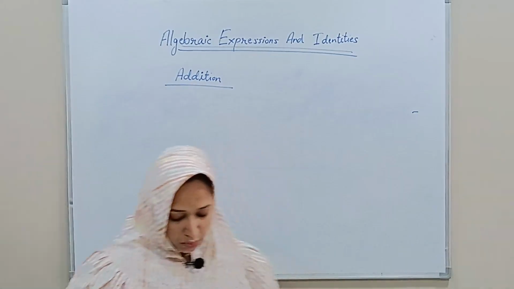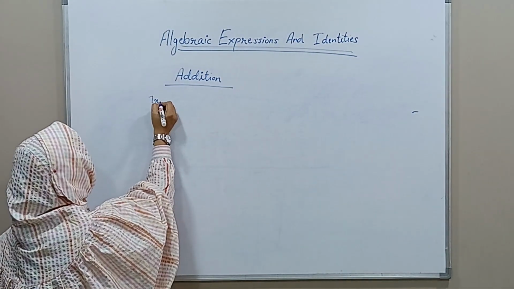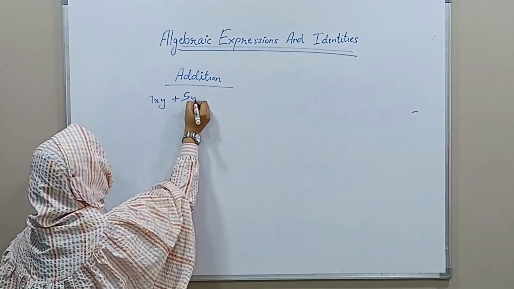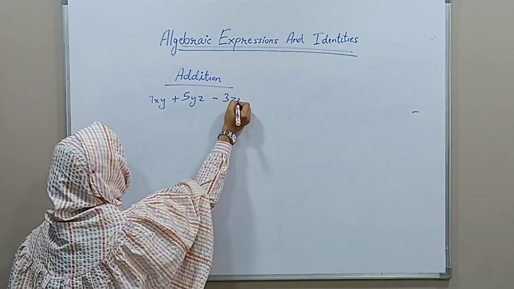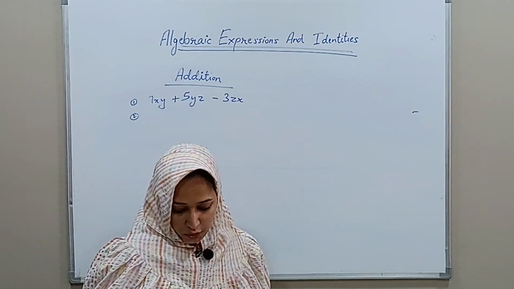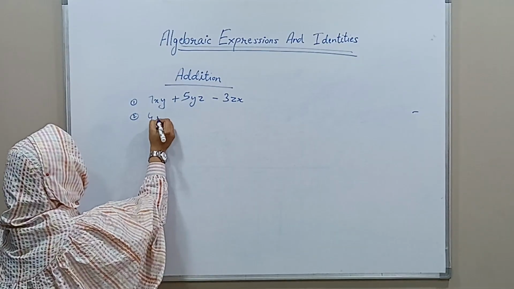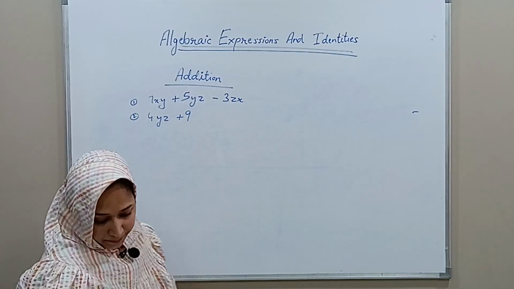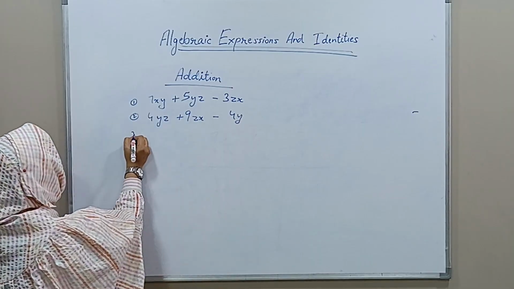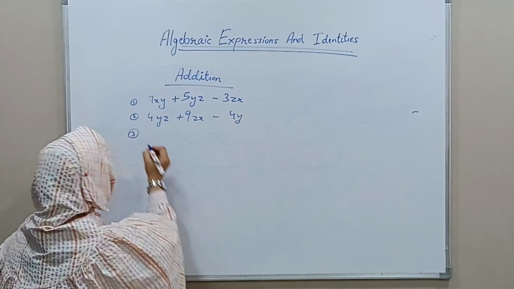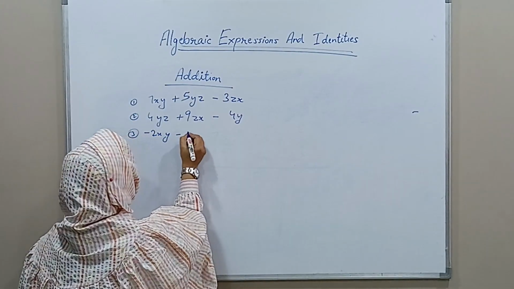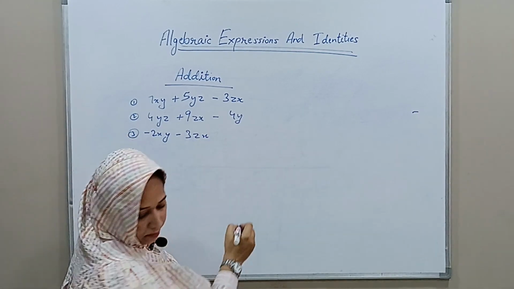Suppose you have 7xy plus 5yz minus 3zx. This is your first term. Then you have another term, 4yz plus 9zx minus 4y, and a third term, say minus 2xy minus 3zx plus 5x.